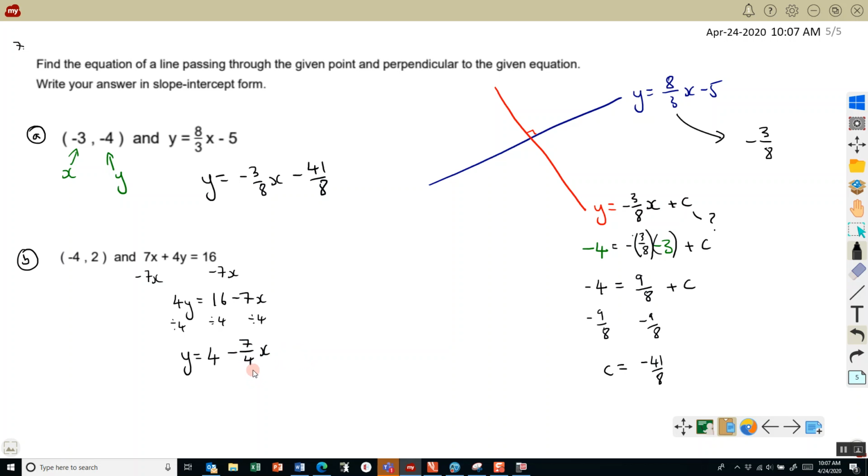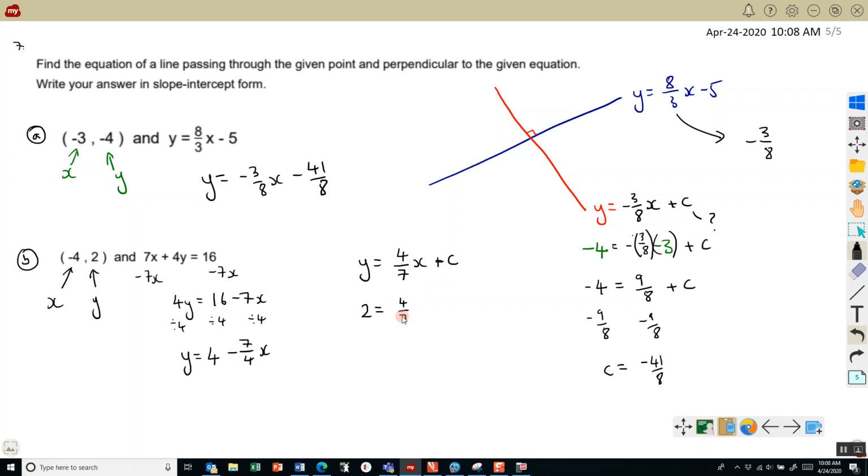And if the line is perpendicular, I take the gradient, which is negative 7 over 4. I flip it and change the sign. So it goes from negative to positive. So this is what my equation is going to look like. So this was the gradient, and the gradient of the line which is perpendicular, flip it, change the sign. So all I need to do now is work out what c is. I'm going to do it the same way as last time. This is my x coordinate, this is my y coordinate. I'm going to substitute it in to find out what c is.